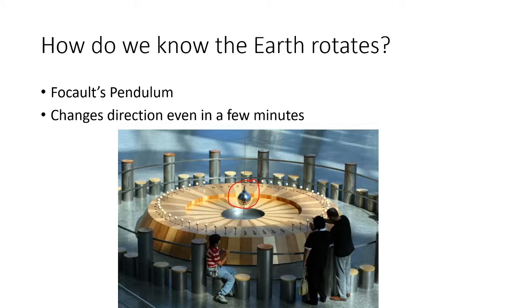And many science museums have these, I think there's even one at the UN. What they find is it moves as the Earth rotates. Every few minutes they could see that it's not hitting the same side. So maybe it's here 1 minute, and then maybe 10 minutes later it's here as it swings back and forth. So that gives a lot of evidence.